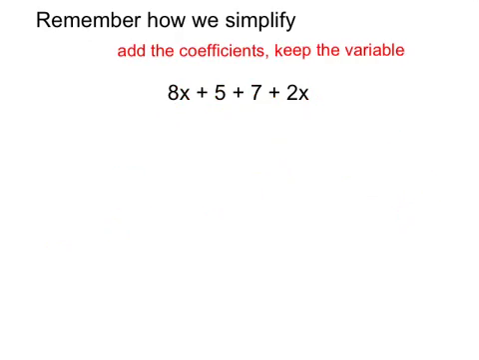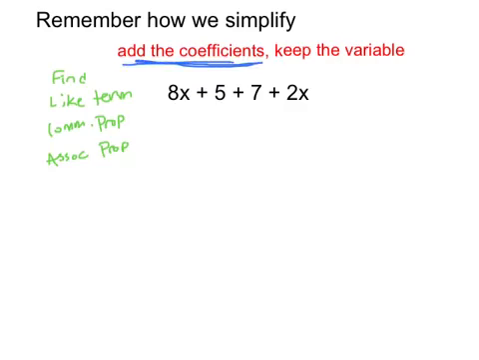And before we even really get started with this lesson and continue with the first part, we need to remember how we're simplifying things. So what we need to do is find like terms first, and we're going to use our commutative property, remember, and our associative property in order to simplify this. And in order to do this, remember our little catchphrase is that we add the coefficients of our like terms and then keep whatever variable of the like terms.